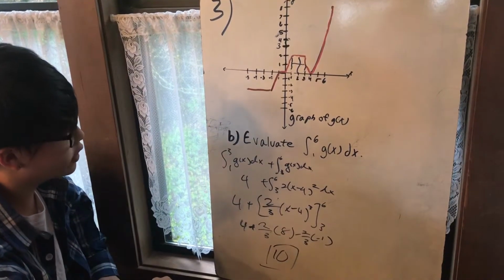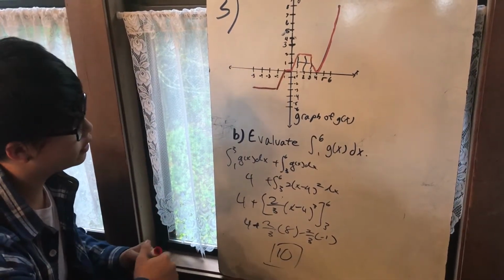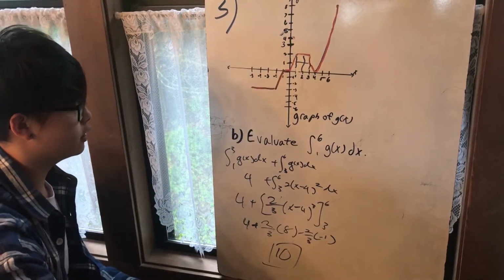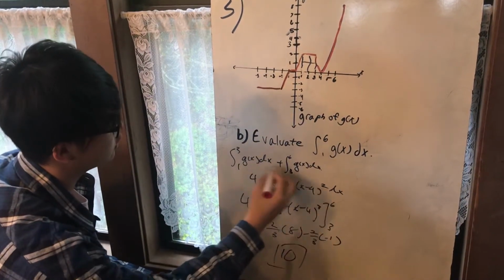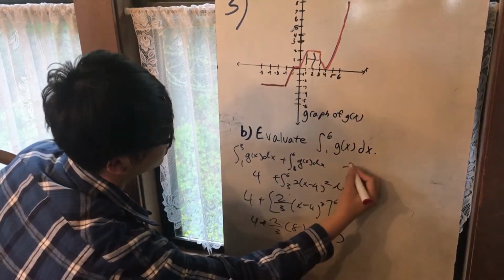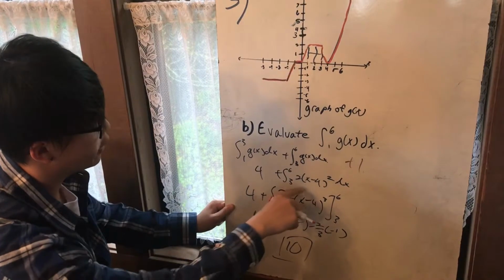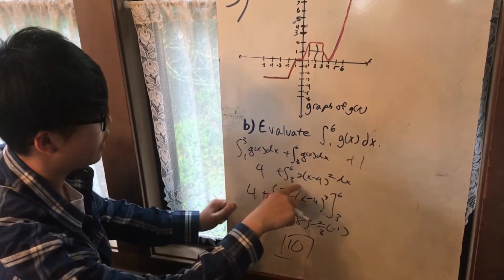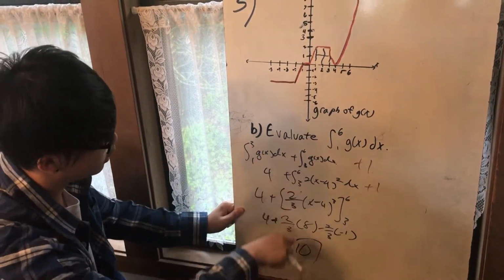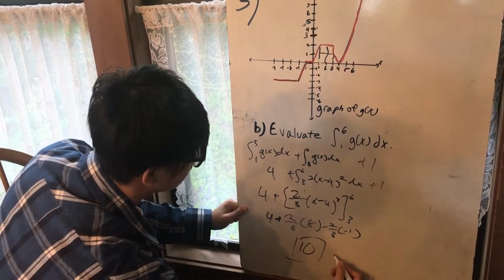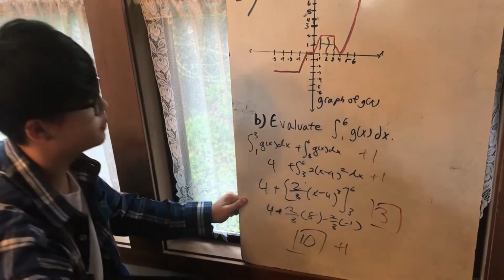So for the AP scoring guide, this problem will be split up into 3 points. To get the first point, you would need to split up the equation into 2 different integrals. So having these 2 parts will give you 1 point on the scoring guide. For the second point, you have to write out the antiderivative. And to earn the last point, you have to go through all the steps and get the correct answer, which is 10. So this results in 3 points for this part of the problem.